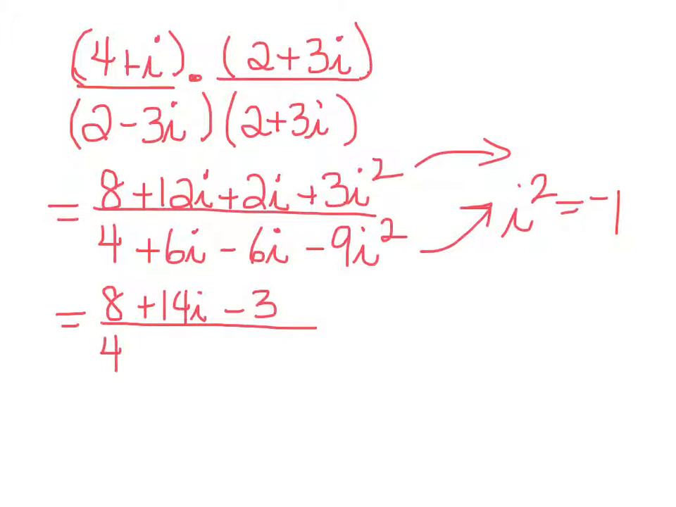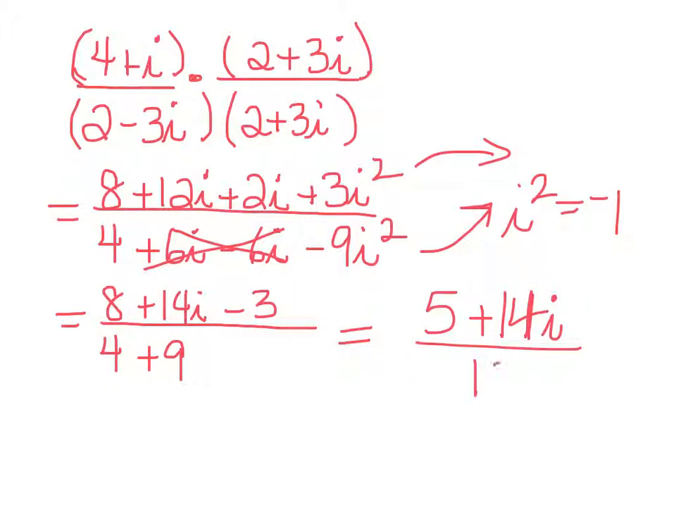As I said, these guys right here are going to cancel one another out because they're opposites of each other. And that negative 9i squared is going to become plus 9. Okay, and then all we have to do is just combine our like terms. So we have 8 minus 3, that's 5, plus 14i. There we go. And then in the bottom, we're going to get 13.